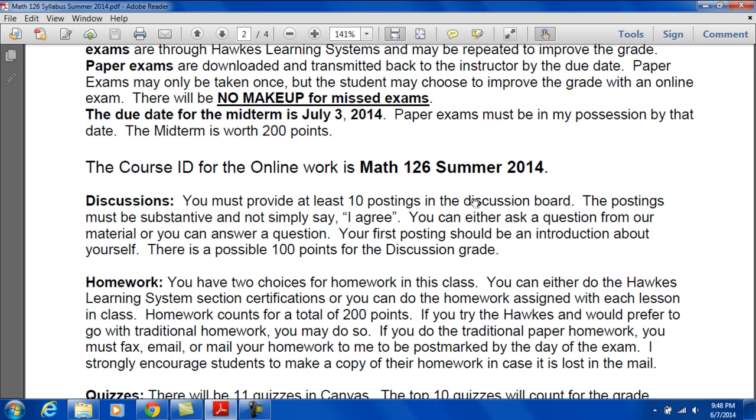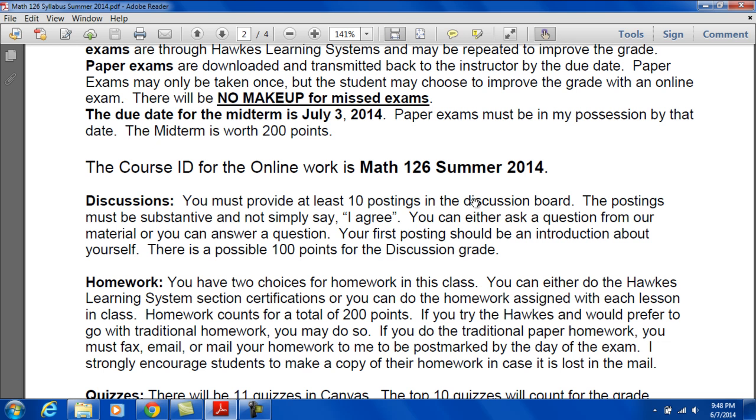Discussions. You must provide at least 10 postings in the discussion board. The postings must be substantive and not simply say I agree. You can either ask a question from our material or you can answer a question. You can also post questions in the math jokes area. Your first posting should be an introduction about yourself. There's a possible 100 points for the discussion grade.